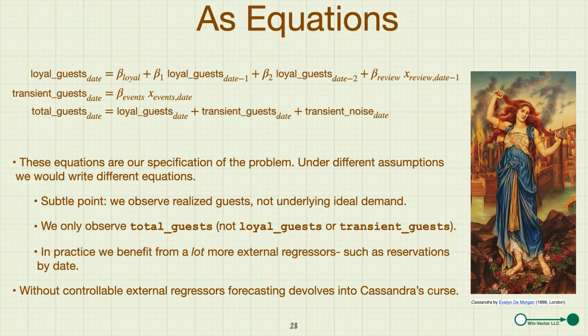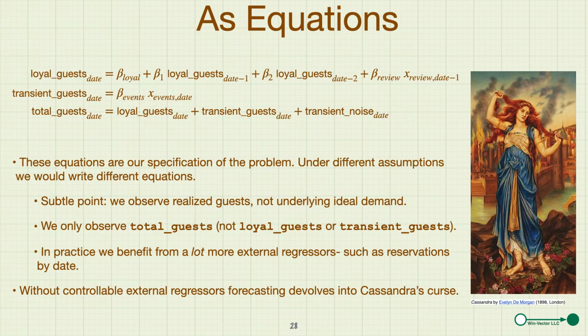Now, we also have transient guests. So transient guests is the second line, and it says the transient guests all come due to external stimuli. And we've only written down one external stimulus: what's the size of the event near our restaurant that day? And some of them come eat. And so our modeling task is to get that conversion from event sizes into restaurant guest sizes, so we would infer the beta events.